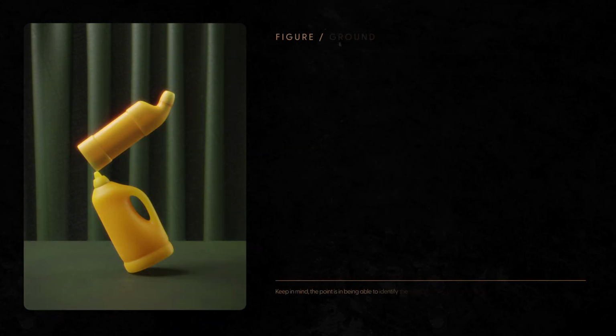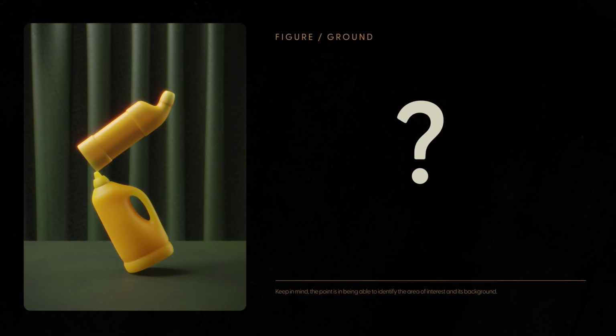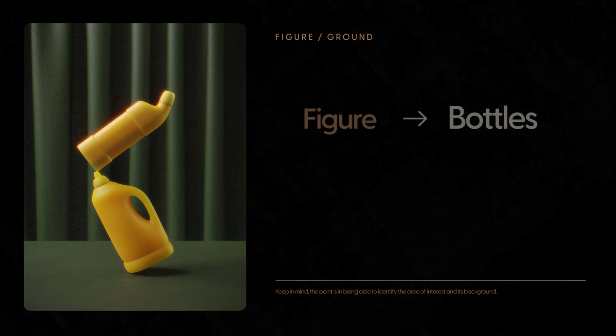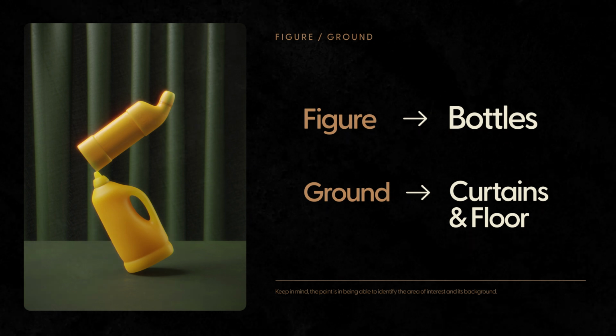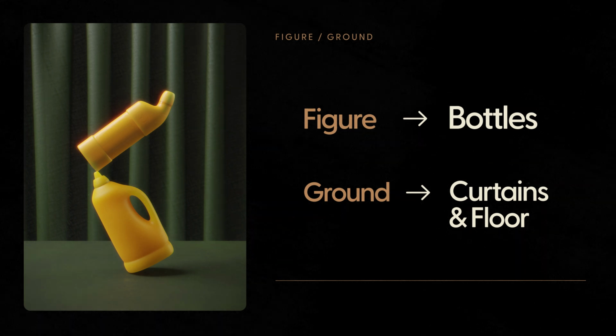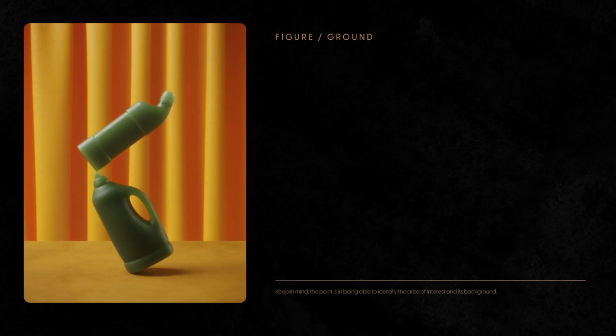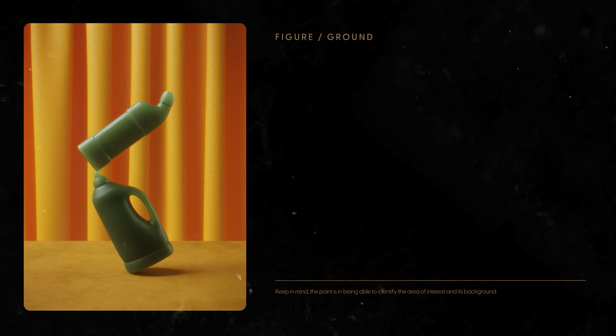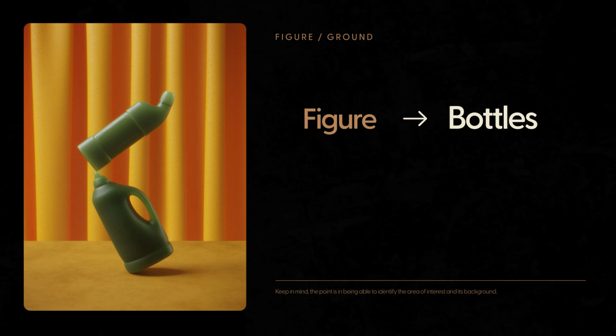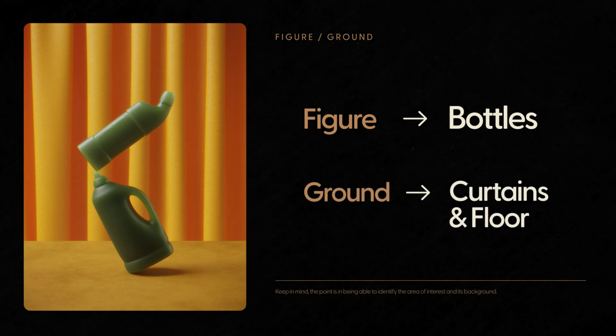All right, so what is the figure and what is the ground here? The figure are these bottles, and the ground is both the platform and the curtains in the background. That was pretty straightforward. Okay, how about this example? Even though the background is brighter in color and the subject is darker, the bottles are still the figure and the ground is the surrounding areas.